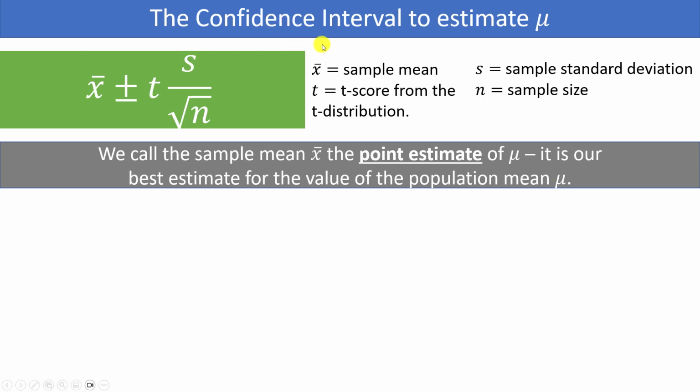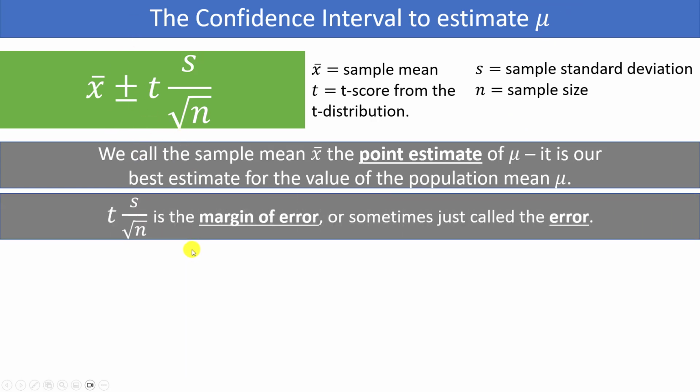The whole point of the confidence interval is to estimate the population mean, which we wouldn't know unless we had a census. Since in most cases we will not have a census, we got to settle for the next best thing, which is a sample. From the sample, we will calculate a sample mean, which is our best estimate for the population mean, and then we'll add and subtract the margin of error. The margin of error is everything after the plus or minus, which includes the t-score, the standard deviation, and the square root of the sample size. Sometimes we just refer to this as the error.